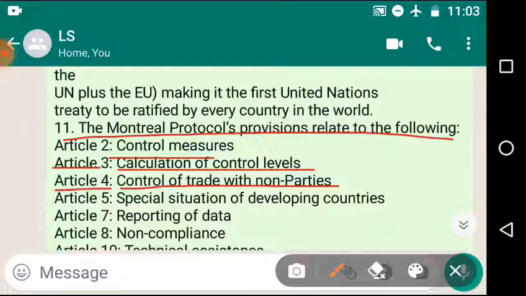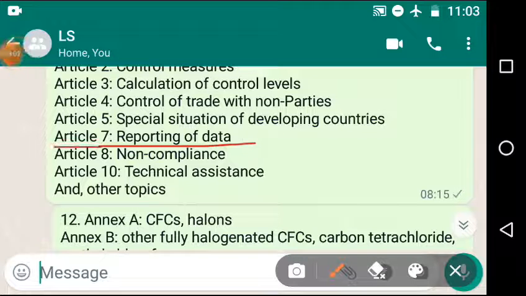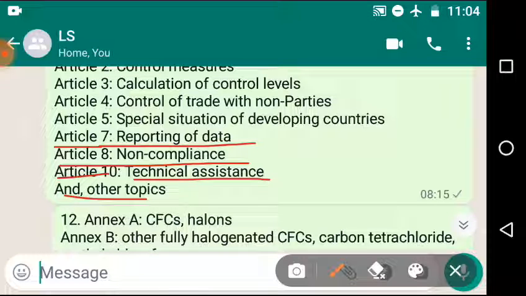Then in Article 5, it has been mentioned the special situation of the developing countries. Then reporting of the data annually in Article 7 has been made. Article 8 is about non-compliance. Non-compliance means failure. Those who do not act according to the protocol, what will be done to them, okay. And there will be some compensation or punishment to be made. Article 10 has been mentioned with technical assistance and other topics which are related to this Montreal Protocol.